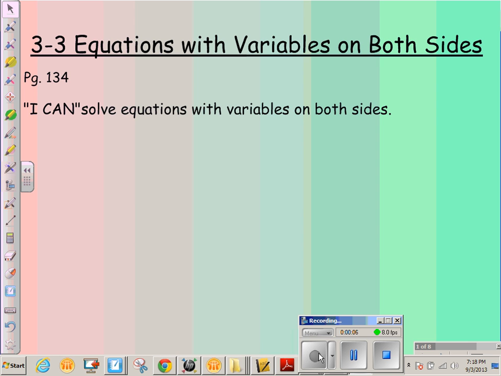Today we are going to be working with equations where we see variables on both sides of the equation. Won't that be interesting? You can find problems like this in the book on page 134. So "I can solve equations with variables on both sides" is our I can statement. It goes right along with our title.